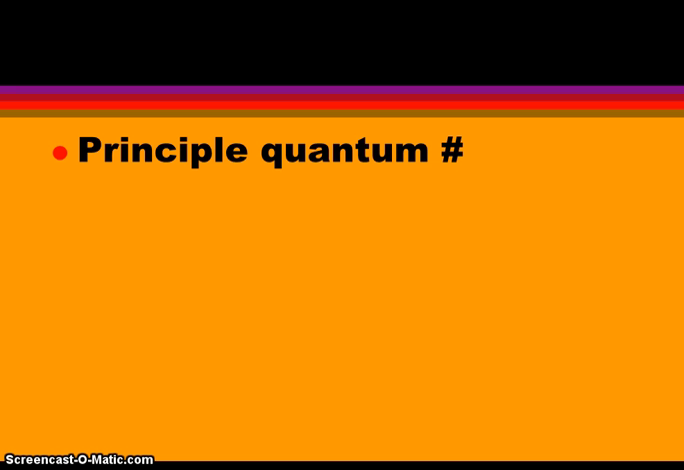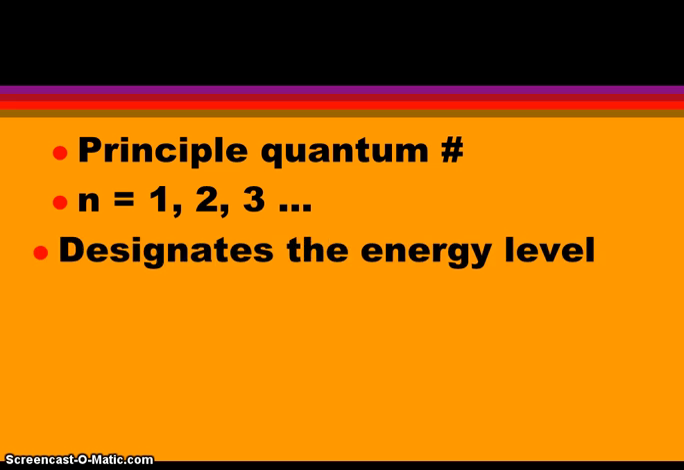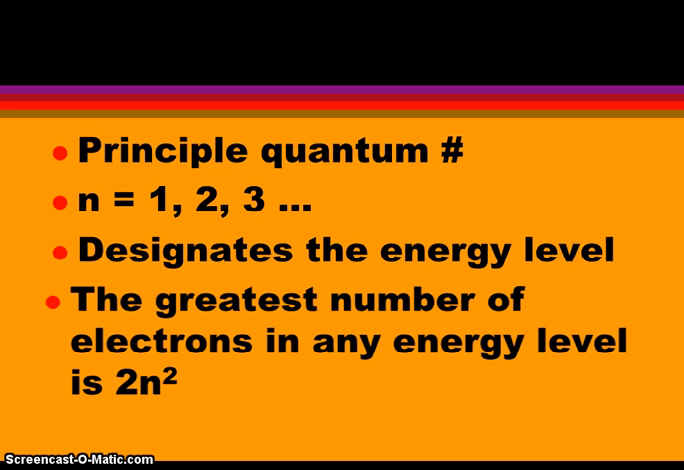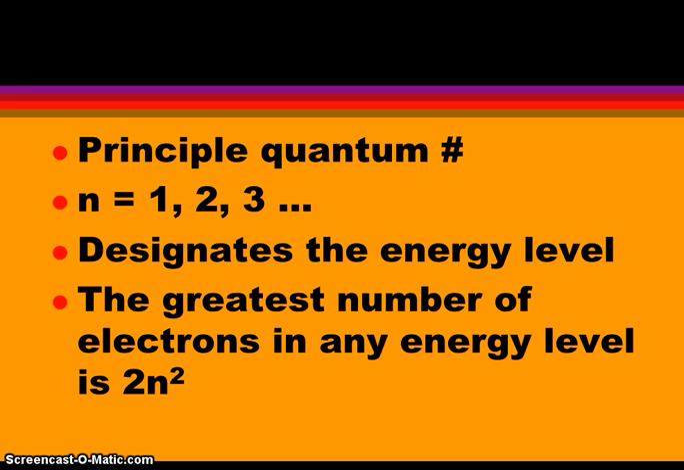So our first quantum number that we want to deal with is called our principal quantum number. The principal quantum number corresponds to the energy levels 1, 2, 3, up through n that are calculated from a hydrogen atom. So the principal quantum number designates the energy level or the distance away from the nucleus electrons are found. And the greatest number of electrons in any given energy level is 2n squared.